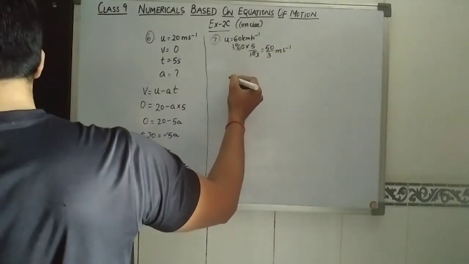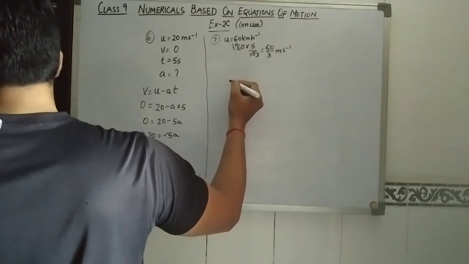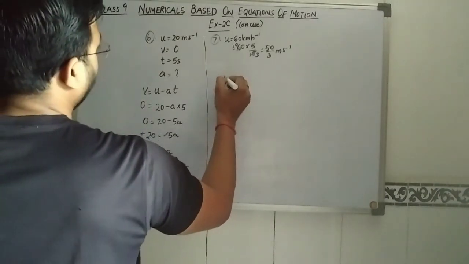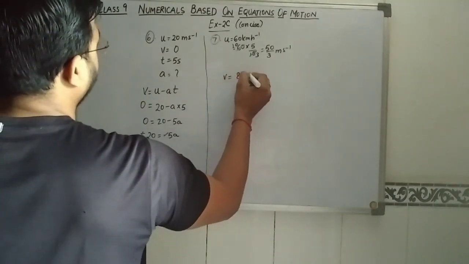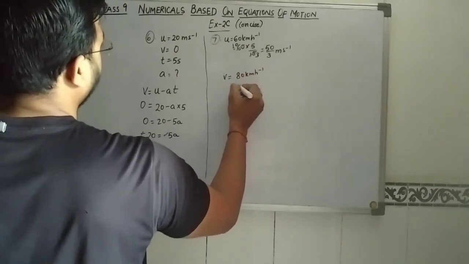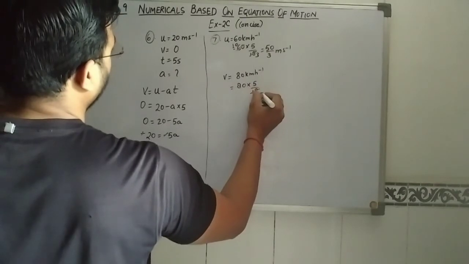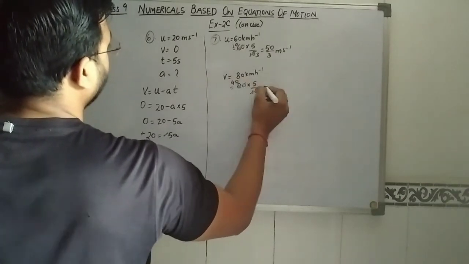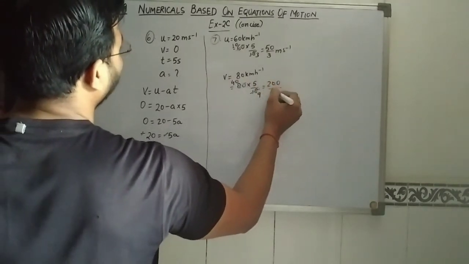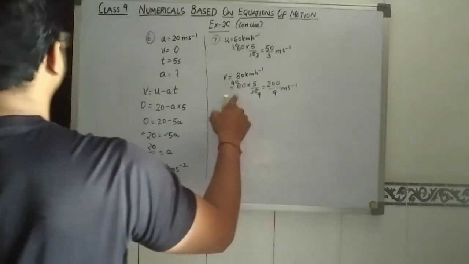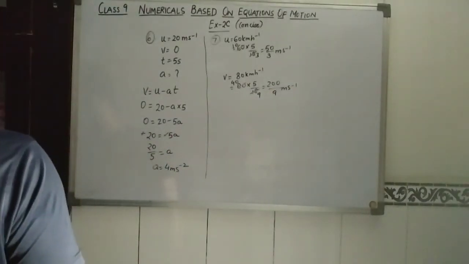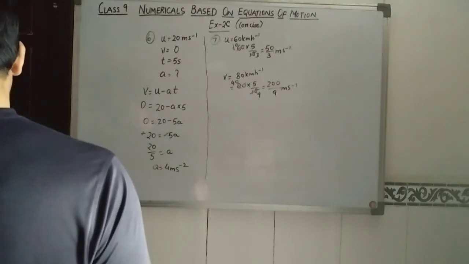After that it is saying that from station A to B, then comes back with a speed. Now V is given 80 km per hour. So 80 km per hour we have to convert, 80 into 5 by 18. Now it can be divided with the 2, 2 9 is 18, 40, 45 is 200 upon 9 meter per second. That is the final velocity. Find the average speed and the average velocity.